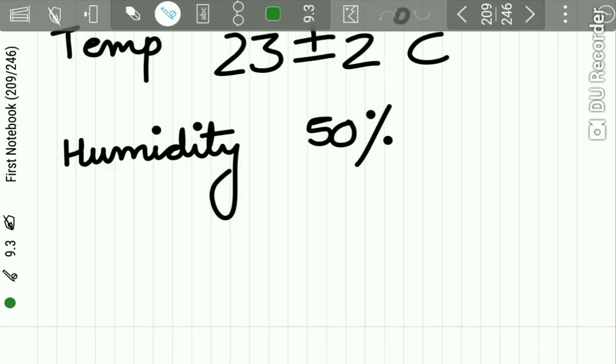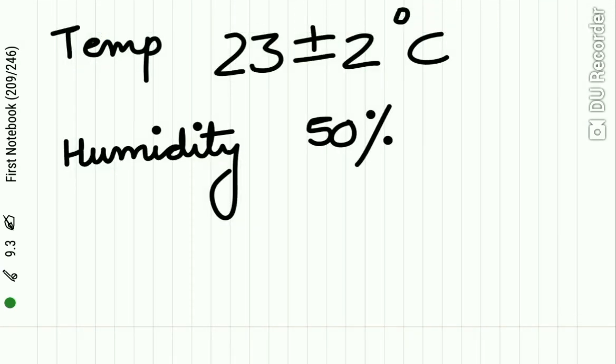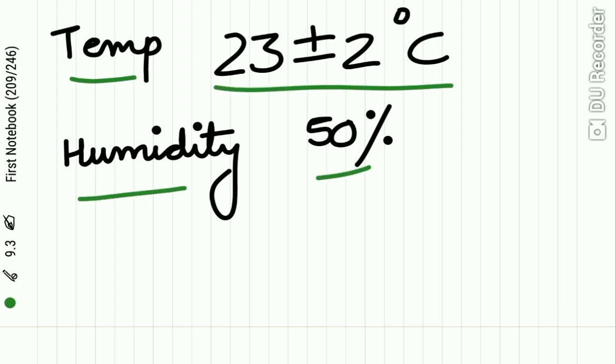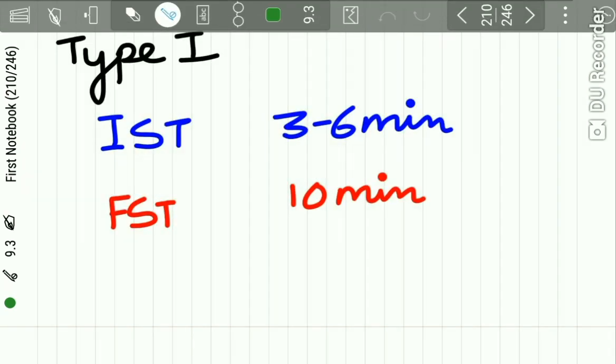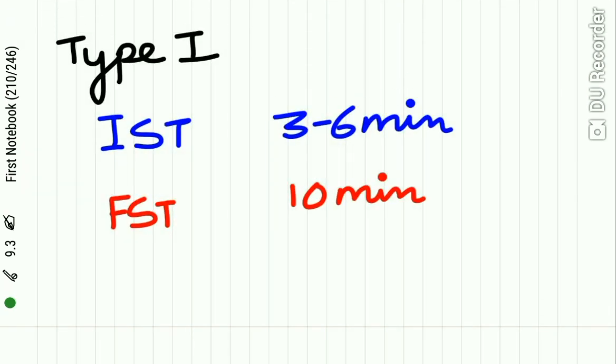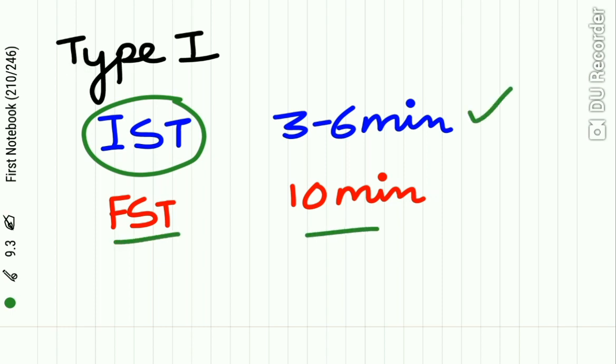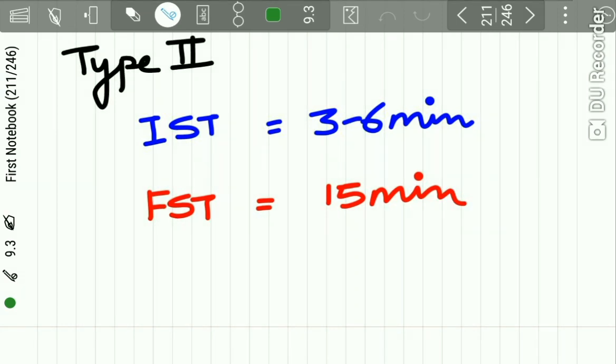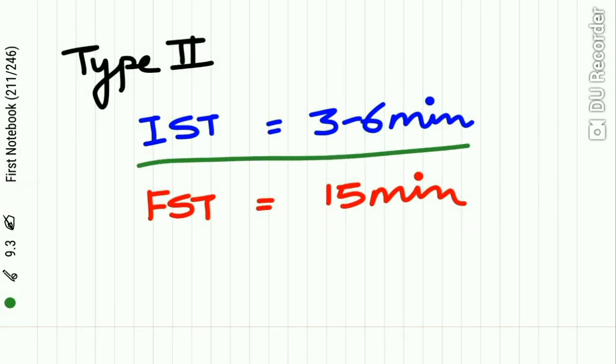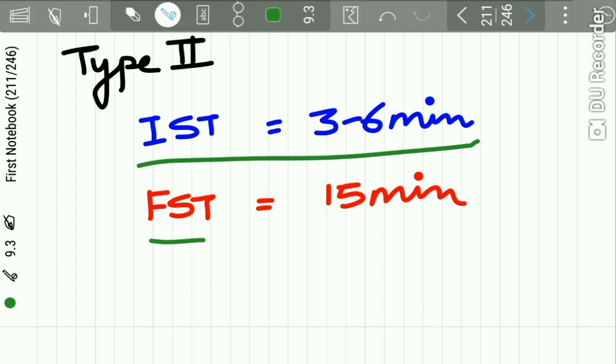Now, the type 1 and the type 2 ZOE paste have different initial and final setting time. Let us study these. Under the temperature of 23 plus or minus 2 degrees Celsius and a humidity of 50%, the type 1 impression paste has an initial setting time of 3 to 6 minutes and a final setting time of 10 minutes. While the type 2 impression paste has an initial setting time of 3 to 6 minutes and a final setting time of 15 minutes.